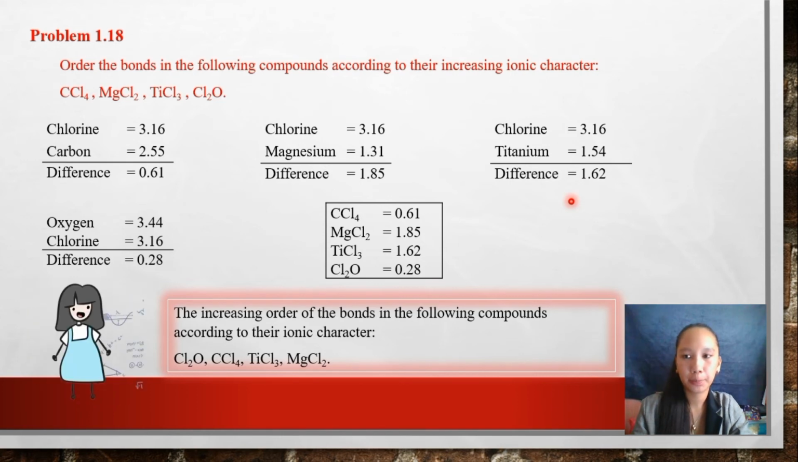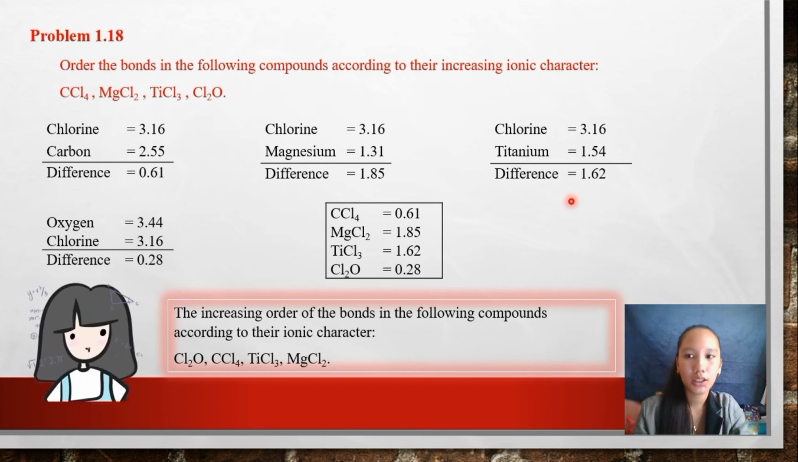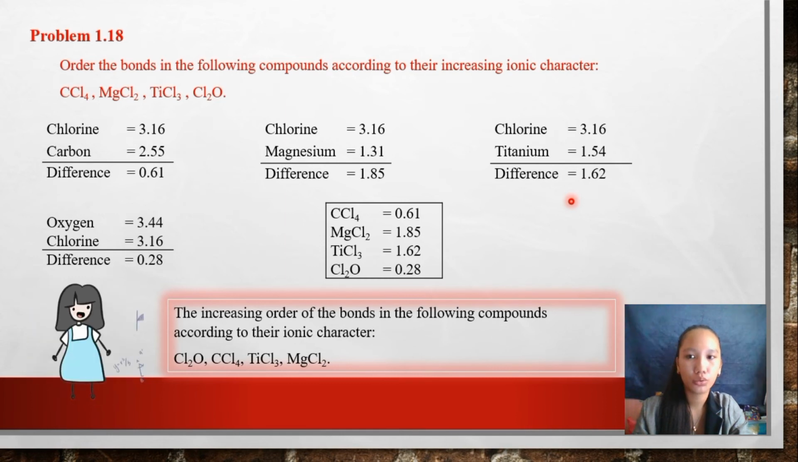Problem 1.18. Order the bonds in the following compounds according to their increasing ionic character: CCl4, MgCl2, TiCl3, and Cl2O. We have to find the difference of the two elements. First, we will find the electronegativity value of the elements.